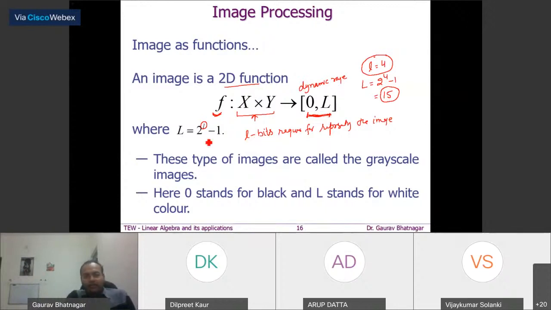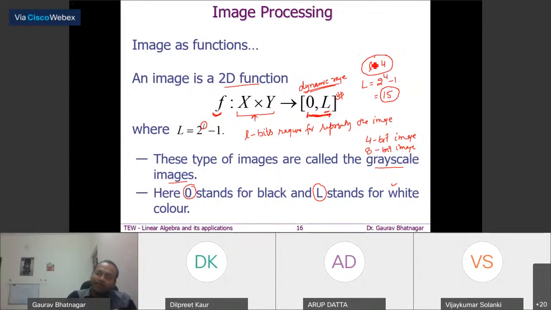So this particular L is going to define the nature of the image, and that is called the bit image. Whenever I take 4 bits, that image is called the 4-bit image. When I take L equal to 8, it is called the 8-bit image, meaning 8 bits are required to get the final image. And with only one implication of L, these images are called grayscale images. Here, 0 stands for the black color and this capital L stands for the white color. Whatever dynamic range you have, which is nothing but this particular interval, essentially gives you the shades in your image or photograph. 0 is always going to be black, and this particular L is always going to be the white color.